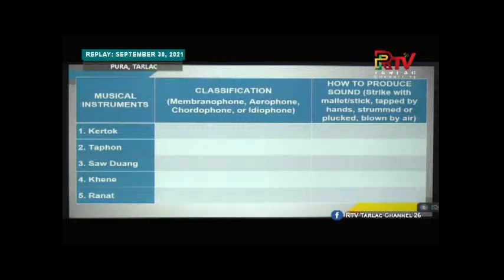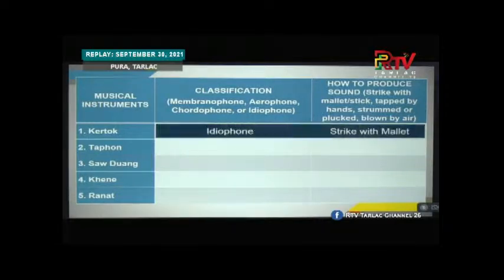Write your answer. Number 4. Kin. Is it membranophone, aerophone, chordophone, or idiophone? And how do you play this instrument? Write your answer. And number 5. Ranat. Is it membranophone, aerophone, chordophone, or idiophone? And how do you play this instrument? Write your answer. Now, we will check your answer.